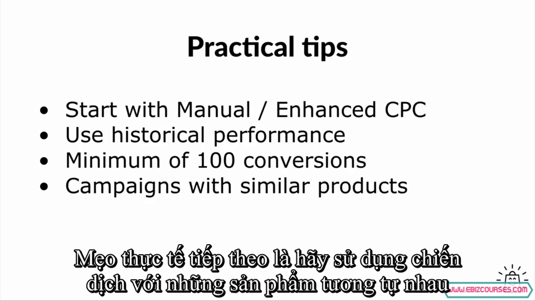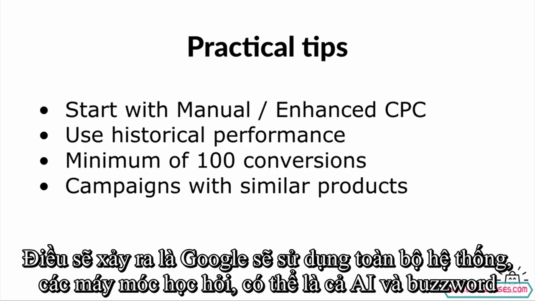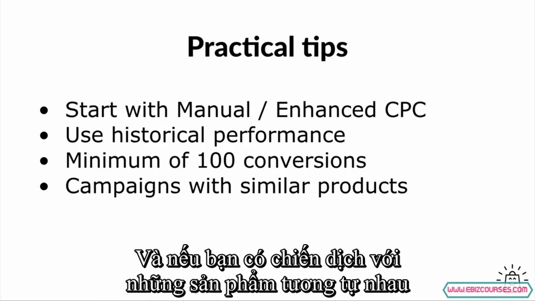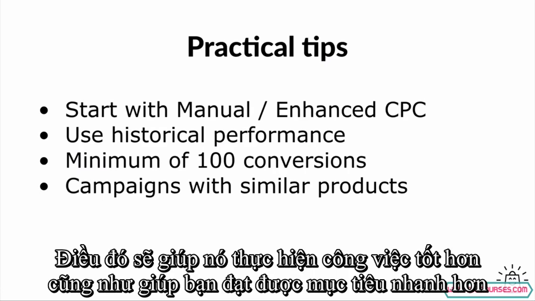Another practical tip is to use campaigns with similar products. So if you're going to add an automated bidding strategy to a campaign, what's going to happen is Google is going to use all of its system and its machine learning and maybe AI and all those buzzwords, but it's going to use its algorithms to help you find more interesting clicks. And if you have campaigns with similar products, it will do a lot better job and it will help you achieve results a lot quicker.